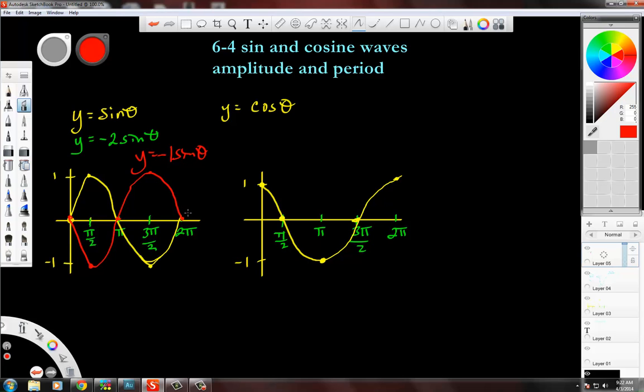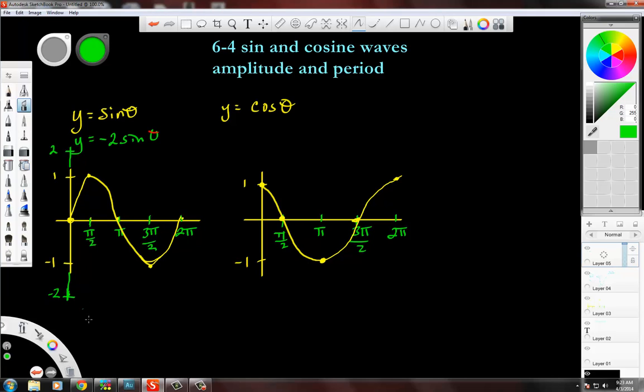And let me just delete all that. We don't need that right yet. What I would like to do is negative 2 sine of theta. Well, I know for one that the amplitude is going to be 2, which means it's going to go up farther, up here to 2, and down here to negative 2.